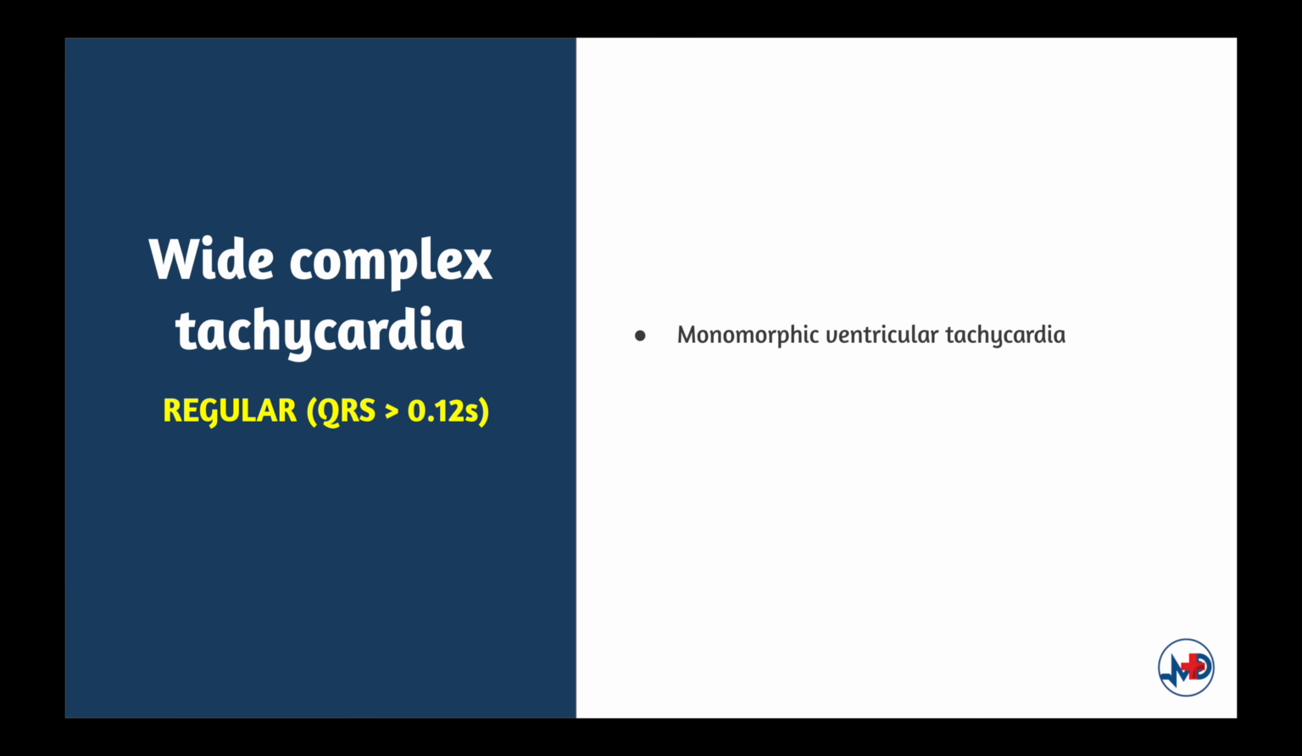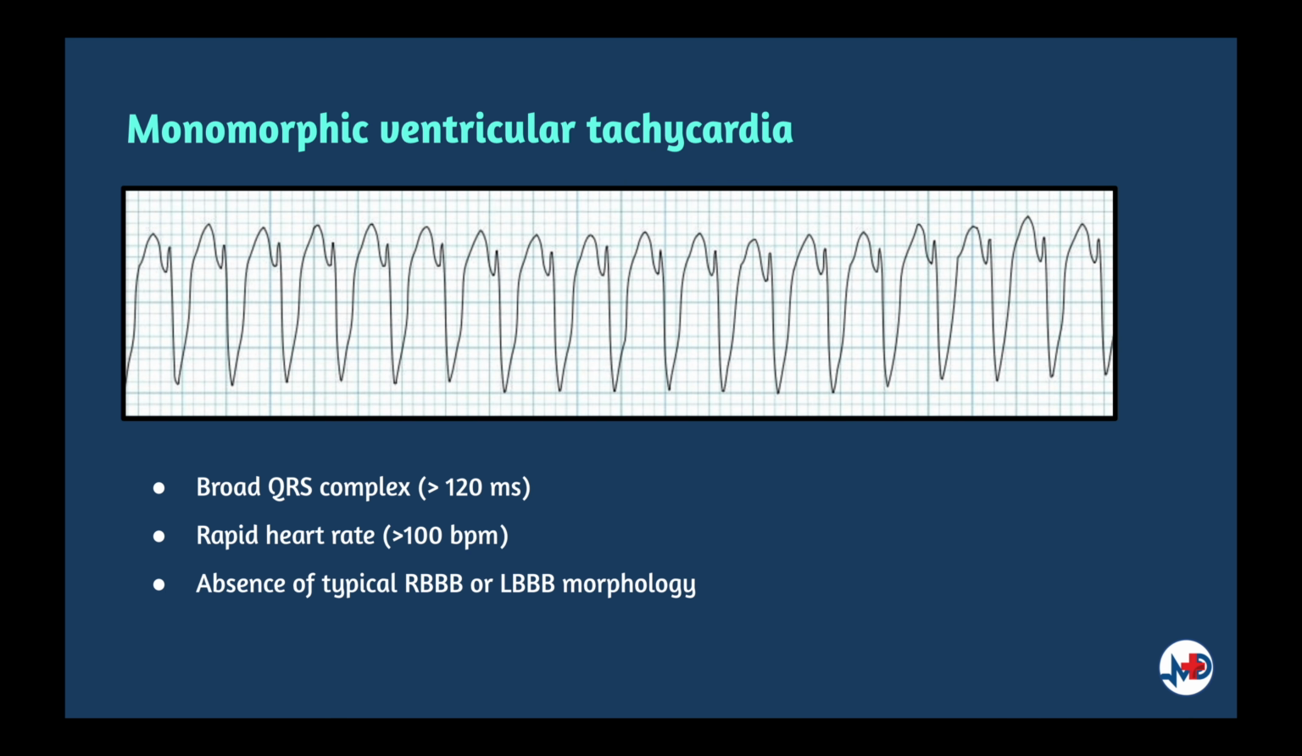Now, let's move on to the wide complex tachycardia, again, which can be divided into regular and irregular. For the regular part, we are just going to focus on the monomorphic ventricular tachycardia. Monomorphic ventricular tachycardia, or VT, is a broad complex tachycardia originating from the ventricles, hence the QRS complex being broad.